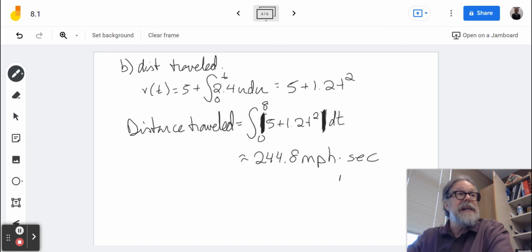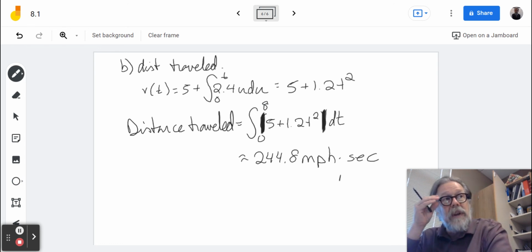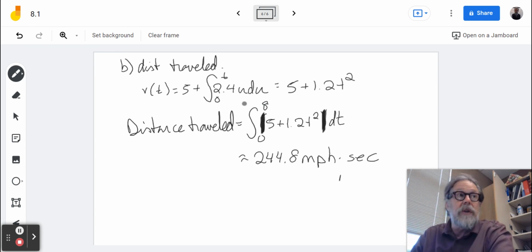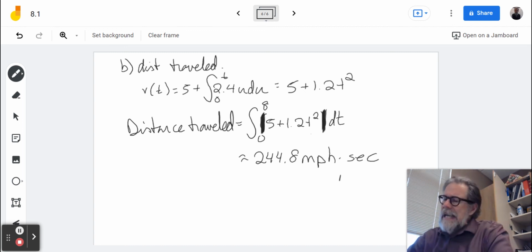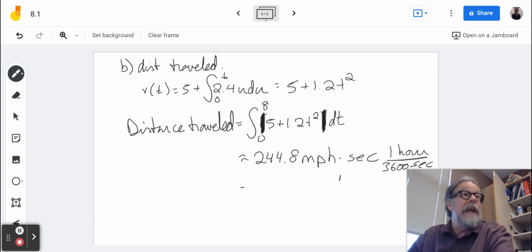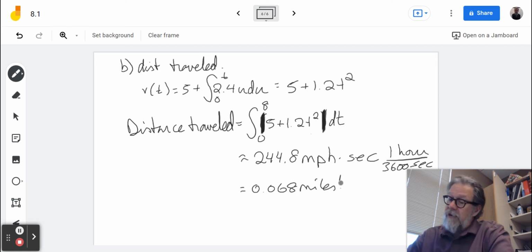Wait, what, you say? What is that supposed to mean? Well, my velocity is in miles per hour, my time is in seconds, and I am multiplying the two of them together, velocity times time, in order to get this. And so I'm going to need to do a quick conversion here where I recognize that 1 hour is 3,600 seconds. And what this then gives me is 0.068 miles, which is about 360 feet.